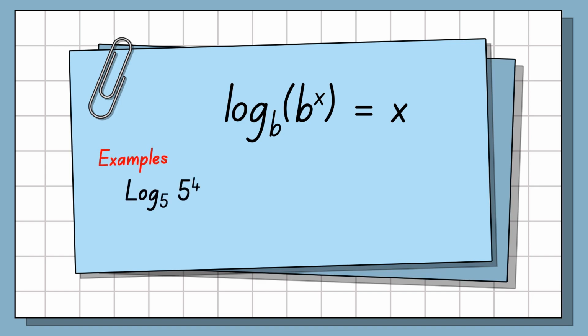Another property is log base b of b raised to the exponent of x is equal to x. So here, b is cancelled, and the answer is equal to x. For example, log base 5 of 5 raised to the exponent of 4, the answer is equal to 4. So the remaining is just the exponent. Another one, log base 7 of 7 raised to the exponent of 3 is equal to 3.